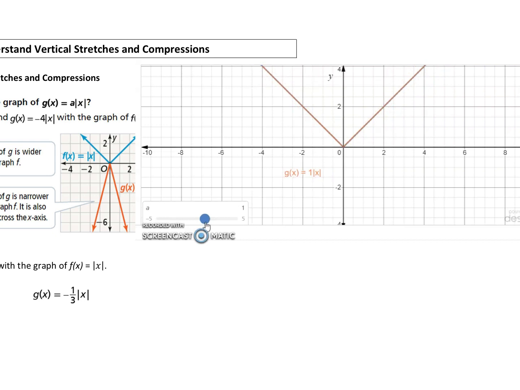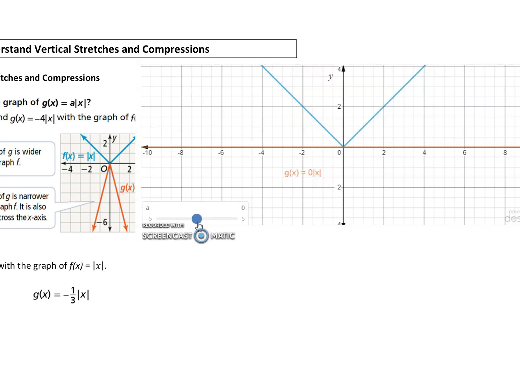What if a is less than 1? So I'm going to move this to the left. Let's get some values smaller than 1. So there's a 0.9, 0.8, 0.7, 0.4. That is going to be a vertical compression. So if your a value is less than 1, but we're still greater than 0, so let's just take note of that. That is going to compress your graph, and it will widen that V shape. So you can see g of x, the red V, has gotten quite a bit wider than the parent function, the blue one.